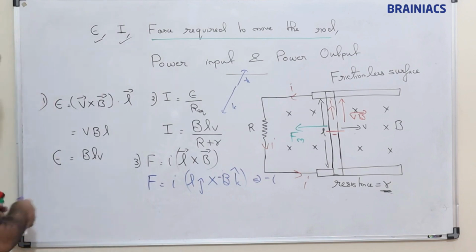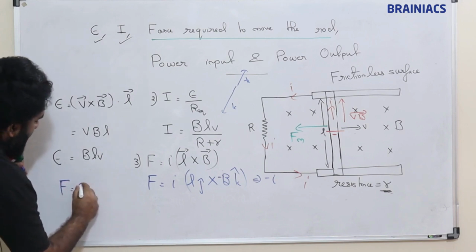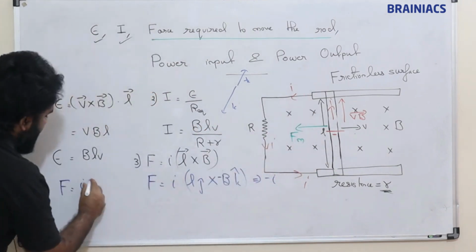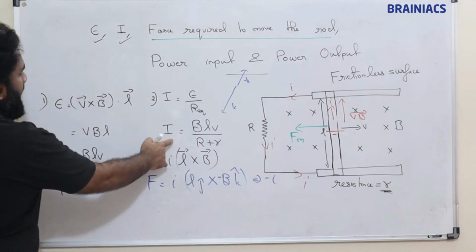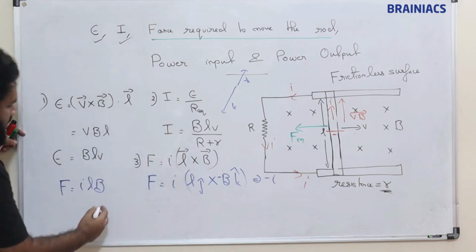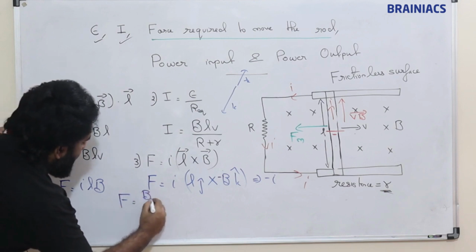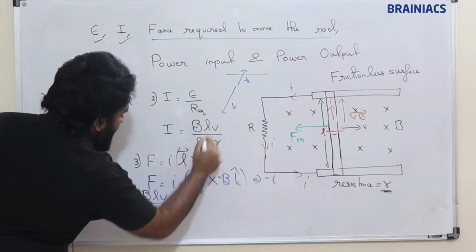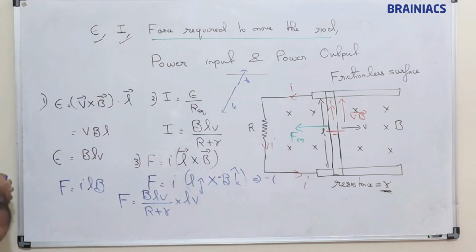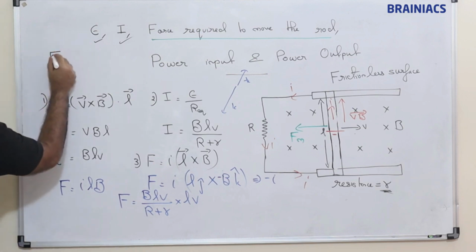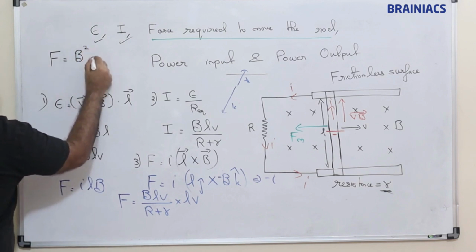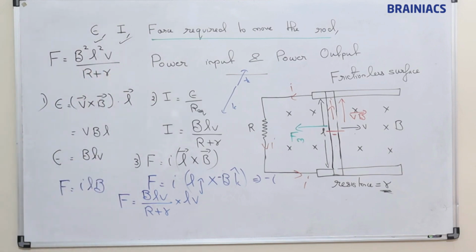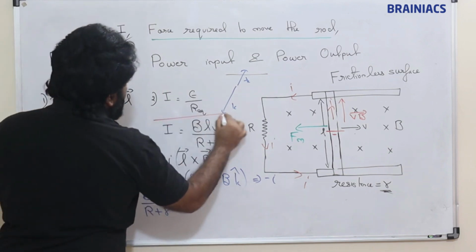So we will write the force F is equal to what? I L cross B, and all are perpendicular, so we can write ILB. Here we have already found the current is BLV by R plus R. So the force is BLV divided by R plus R, into BLV. So from this we got force is equal to B square L square V divided by R plus R. Clear? If we remember this formula, fine, or otherwise we need to calculate from here.